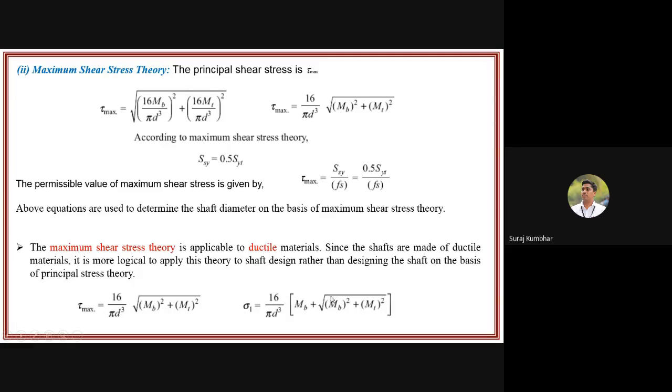So this is the maximum principal stress theory and this is the maximum shear stress theory. By using these two formulas you can find out the diameter on the basis of shear stress theory and principal stress theory. Is it fine up till this? Should we go ahead? Yes, you got these two formulas. You have to remember these two formulas throughout this unit because you have to use them to find out the diameters. Is it fine?